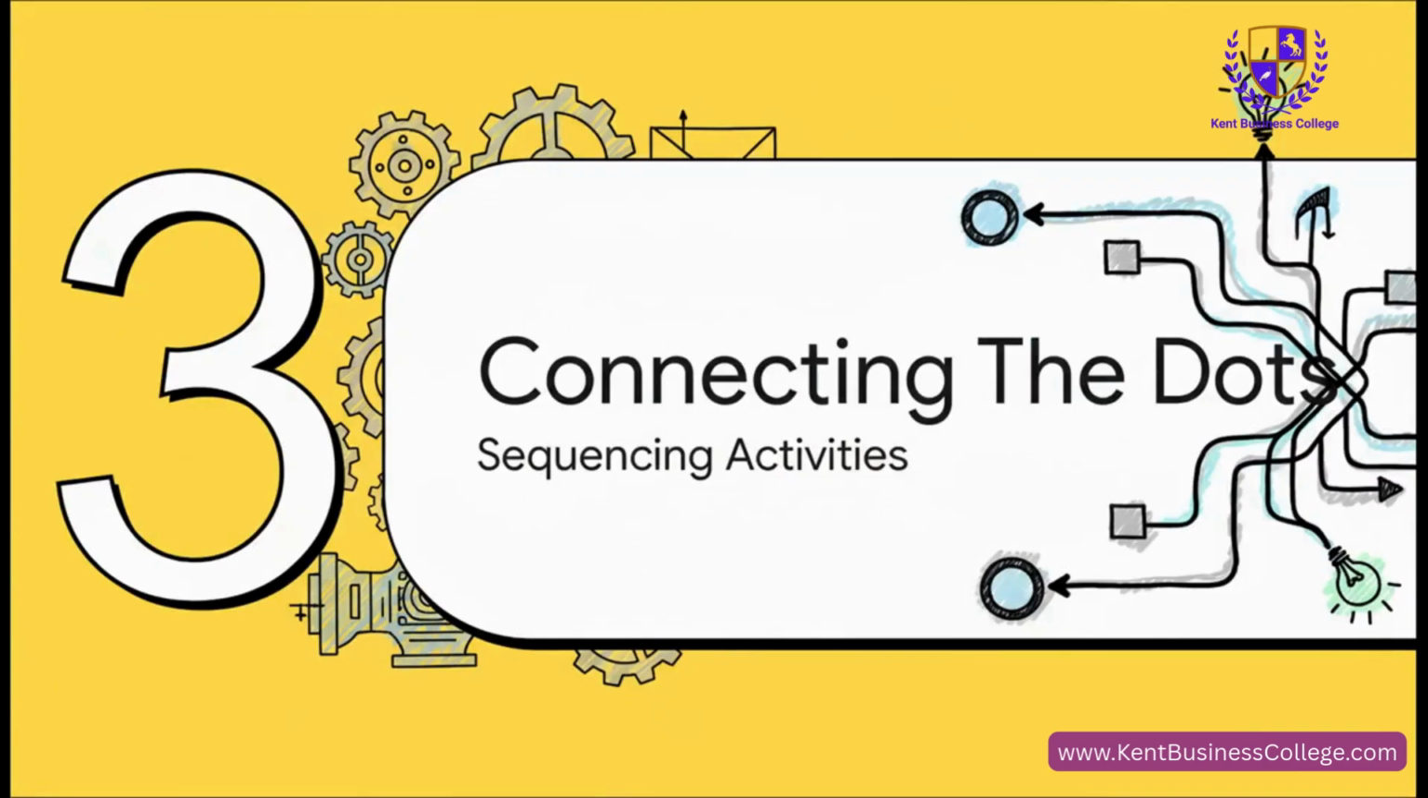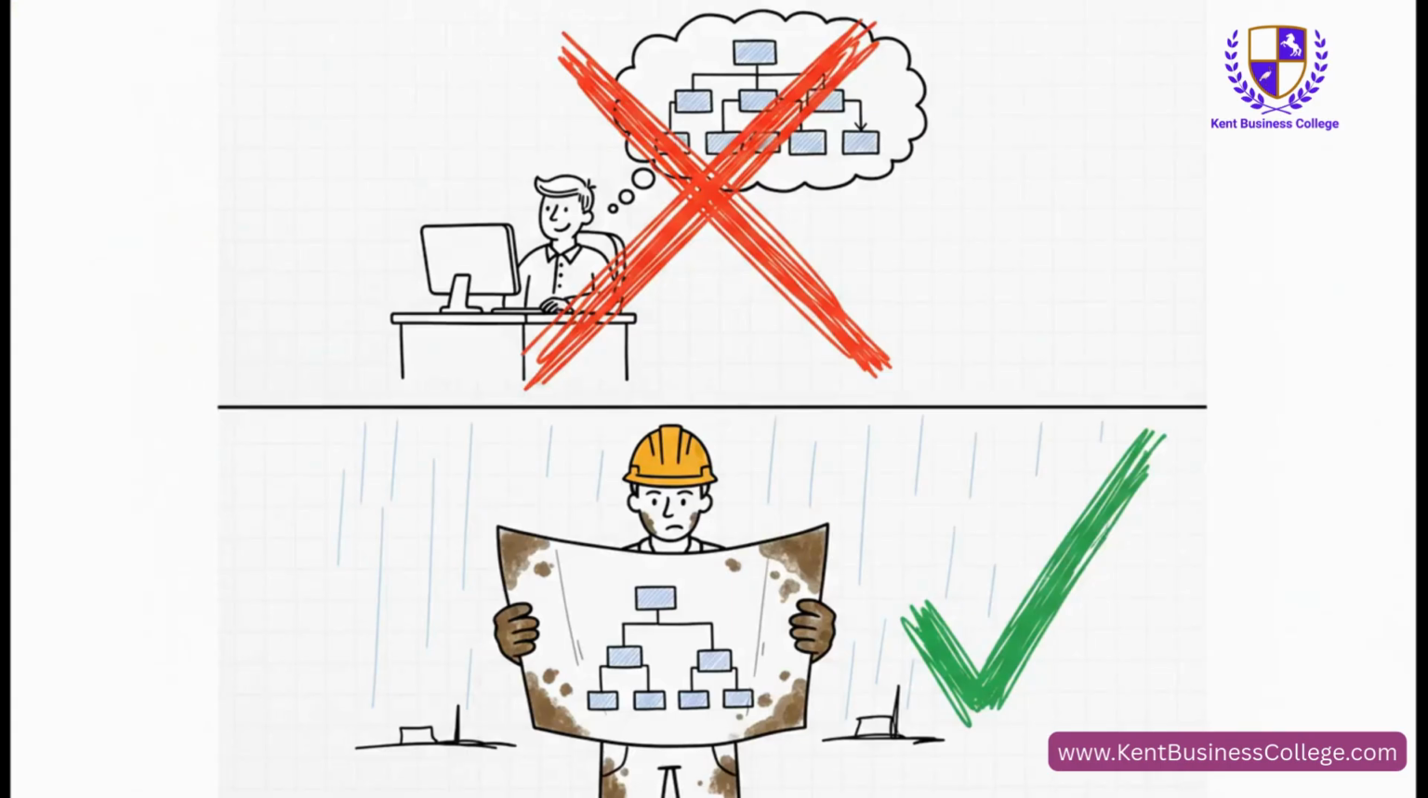Okay, so we've got our list of proper jobs. Now for the magic. This is where we start connecting the dots. We take that list of individual tasks and we weave them together to build the actual logic of the plan. This is where your simple to-do list becomes the engine that's going to drive your whole project forward. And let me be absolutely clear on this. This bit is non-negotiable. Your logic, it must reflect how the job actually gets done on site.